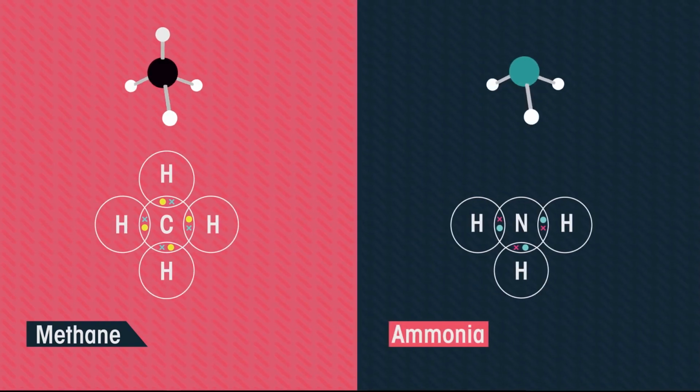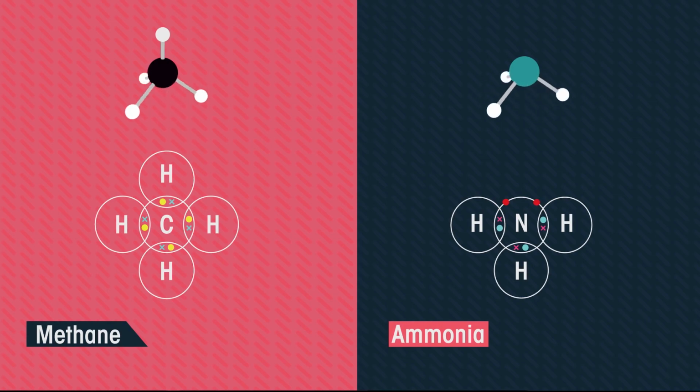Ammonia has 2 electrons, called the lone pair of electrons, occupying the 4th position. These electrons take up space. We can't pretend they're not there. In fact, because electrons are negatively charged, the lone pairs repel bonds even more strongly than bonds repel each other. This makes ammonia less symmetric than methane.